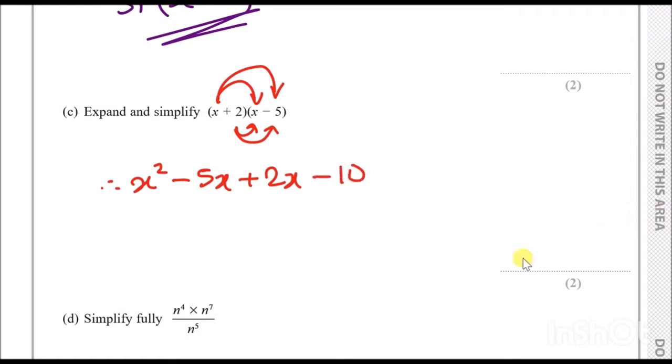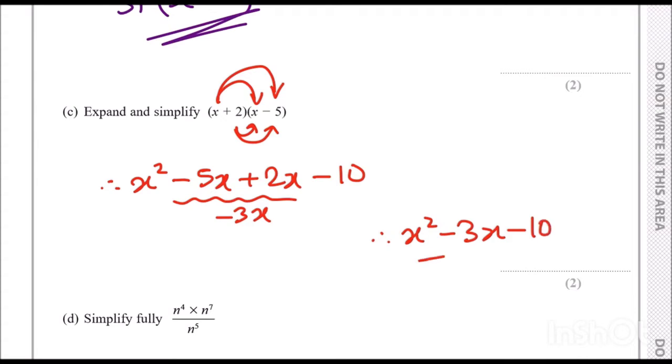And for these quadratics, you always have to try and simplify the middle terms, yeah? So this means that minus 5x plus 2x, if you just put minus 5 plus 2 in your calculator, you should get a minus 3x. And that means our final result is therefore x squared minus 3x minus 10.